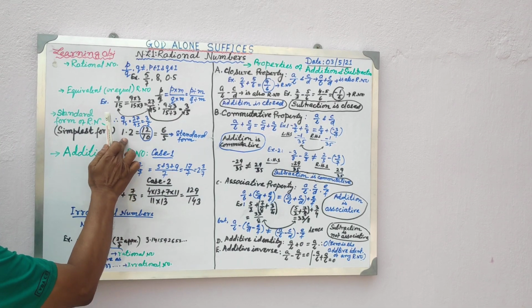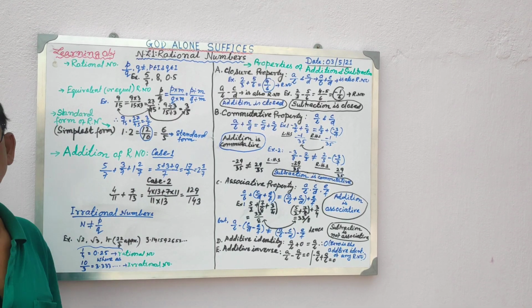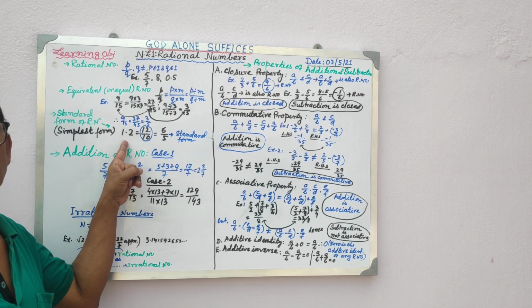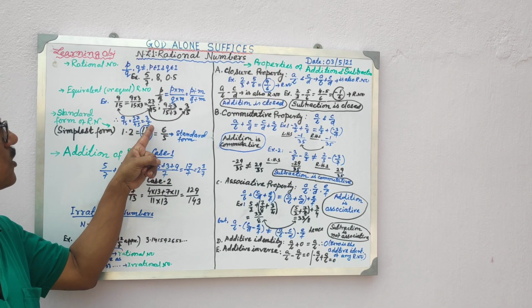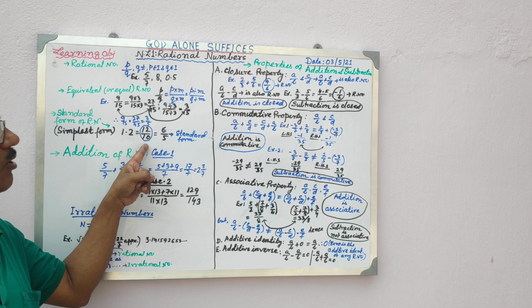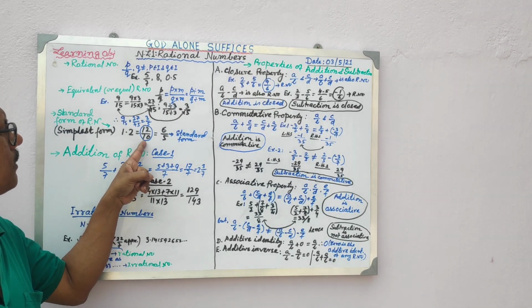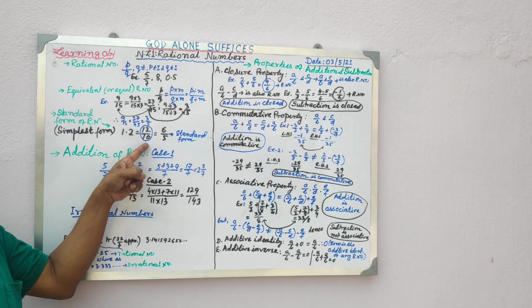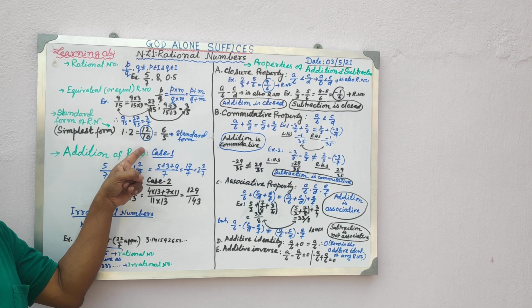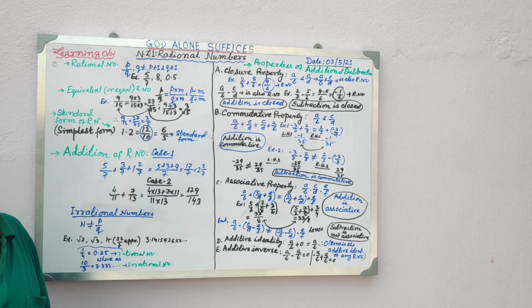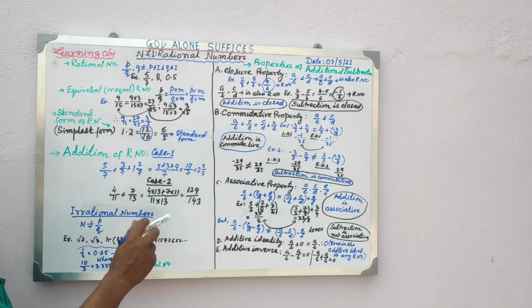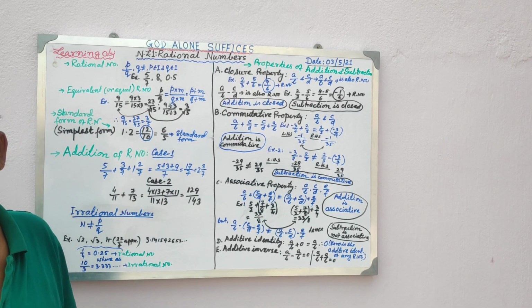I have taken an example this time, a rational number 1.2. 1.2 can also be a rational number because it will be 12 by 10, isn't it? So 12 by 10, p by q format, q not equal to 0, you agree? It is a rational number. But you can't write a rational number in 12 by 10 format. You need to simplify this one. You need to make it the smallest term to make it the standard format of the rational number.